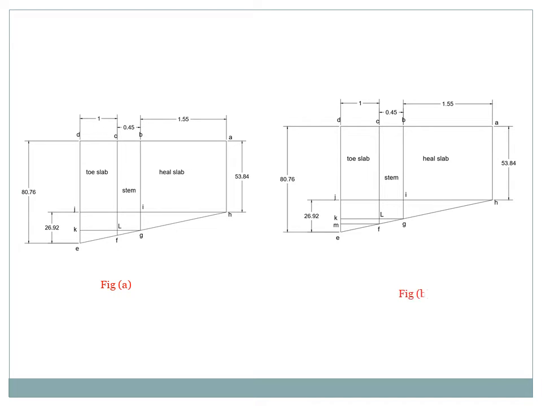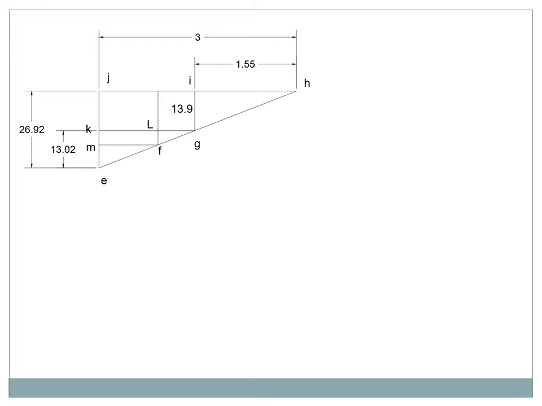Next, see the second diagram, figure B. CDMF we have taken as one rectangular portion, then EMF we have taken as one triangular portion. So simply we can find out the load and moment positions. So now we can find out the length values.